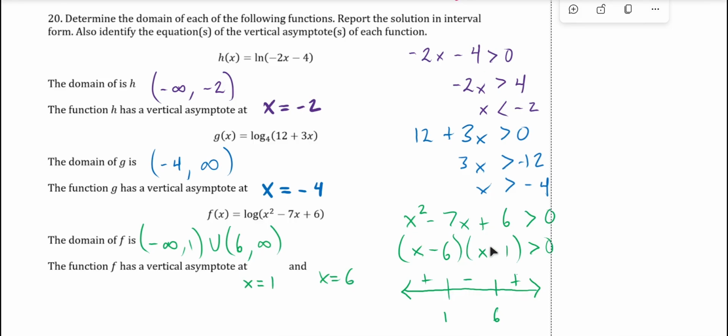That's going to be a negative times a positive, so we get a negative here. Plugging in 0, for example, I'll get a positive. Right? And so we're going to be looking at x's in these two regions here, either from -infinity up to 1 exclusively, or from 6 exclusively up to infinity. And we'll have our vertical asymptotes at these two places as well.